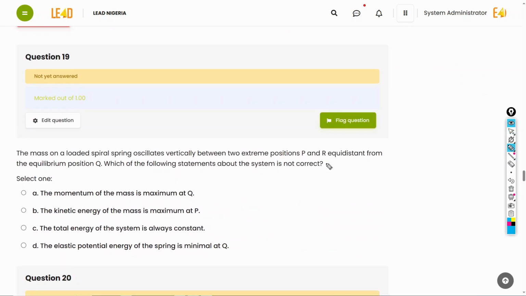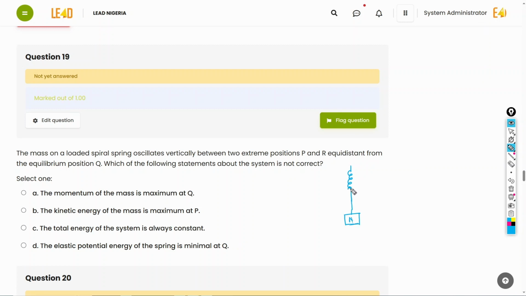Question 19. The mass on a loaded spring oscillates vertically between 2 extreme positions. I'm going to try to describe what it looks like. There's a simulation on the platform that does a good job on this. What you have is a spring that you attach a mass to, and that mass has a weight. And what you do is you pull the mass down. You can pull it down and leave it.